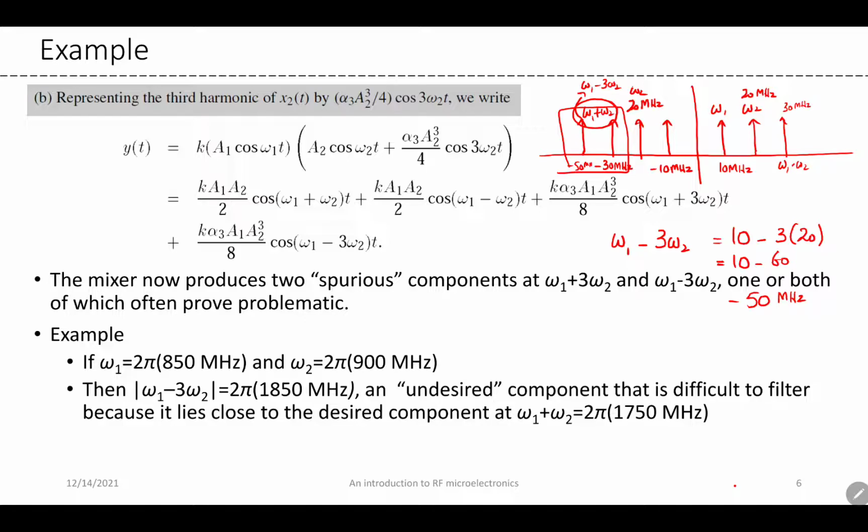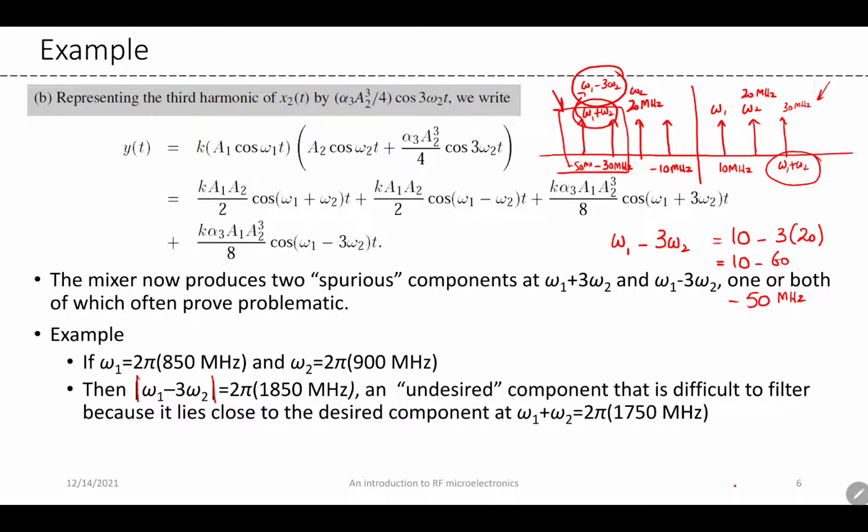Some people might be confused as to how it comes near omega 1 plus omega 2, but it actually comes near the reflection of omega 1 plus omega 2. In signals and systems, we treat them the same, so eventually we work with their mods. So either you look at this part or you look at this part, it's one and the same. And that's how this omega 1 minus 3 omega 2 comes near one of the desired signals.